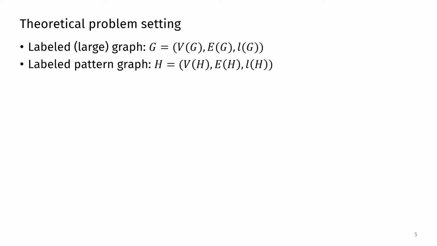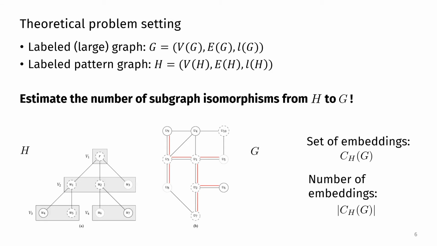Formally, we have a labeled large graph G and a labeled pattern graph H, and we want to estimate the number of subgraph isomorphisms from H to G. That is, how many subgraphs of G can we find that are isomorphic to H. We denote the set of embeddings by C_H of G, and the number of embeddings is the size of that set.